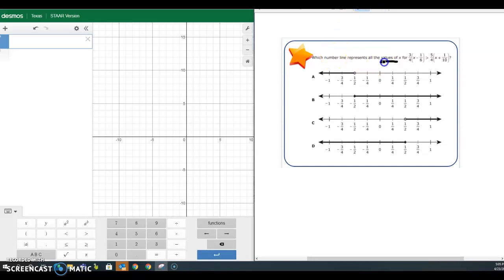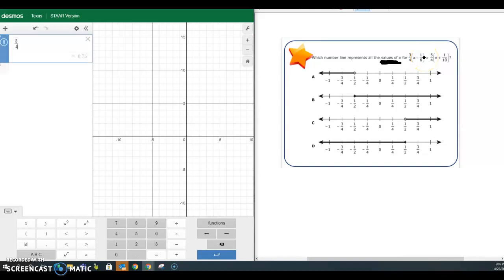Which number line represents all the values of x for 3/4 x minus 1/6, which is greater than 5/4 x plus 1 over 10? So guys, even though this doesn't look like a system of equations, it really is. You have an expression on the left and an expression on the right, and you're going to go ahead and graph both of those expressions.